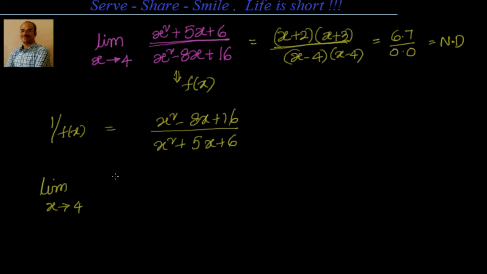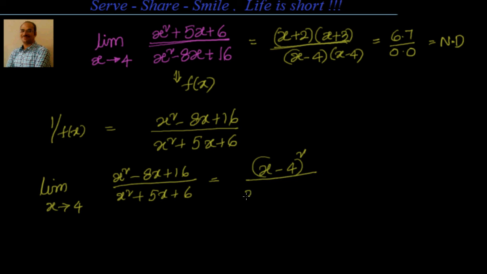Now we will check the limit of this as x tends to 4. What is the value of this? X square minus 8x plus 16 by x square plus 5x plus 6 is nothing but x minus 4 whole square divided by x plus 2 into x plus 3, limit x tends to 4. Now if you substitute 4 there, you will get 0 divided by some value, 6 into 7, 42. 0 by 42 is nothing but equal to 0.